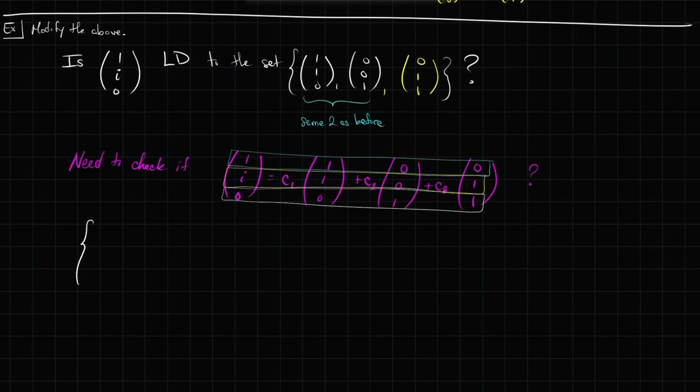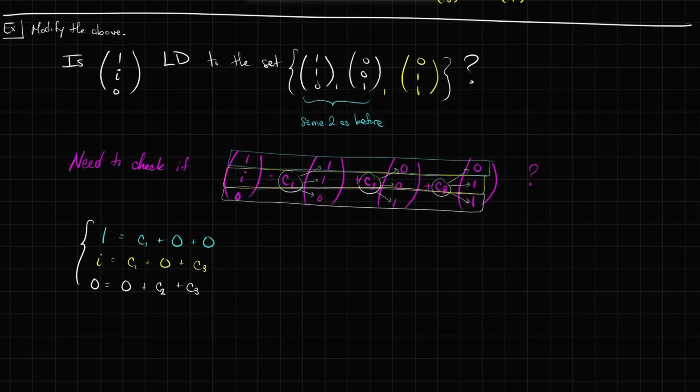If I write out my system of three equations, C1 distributes to every term, C2 distributes to every term, and C3 distributes to every term. My first equation is 1 equals 1 times C1 plus 0 times C2 plus 0 times C3. My middle equation is i equals 1 times C1 plus 0 times C2 plus 1 times C3. The fact that I've added another term to the second equation is what's going to save me in this situation. The third equation reads 0 equals 0 times C1 plus 1 times C2 plus 1 times C3.